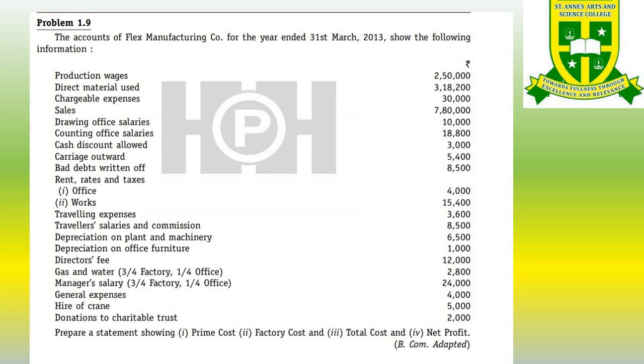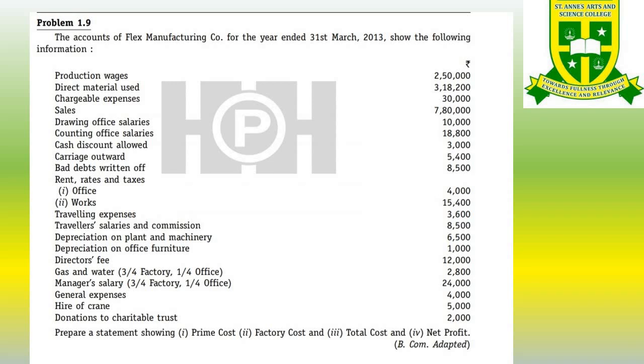So carriage outward is the expense which has to be incurred while selling the product. Where do we show carriage outward? In the selling and distribution overhead. So prepare a separate selling and distribution overhead. Don't show it in the office and administrative. Follow the procedure. I have copied this question from some other web page, but you follow the format which I gave in the first class.